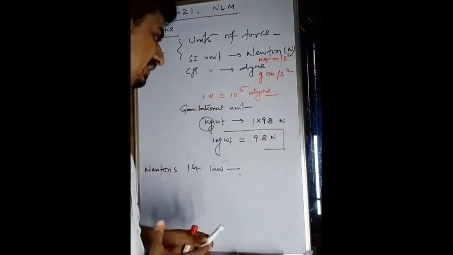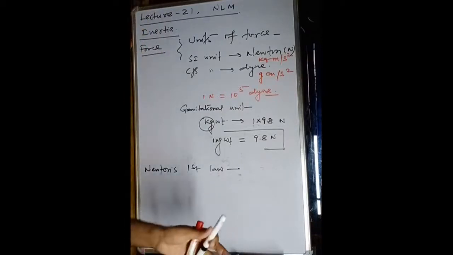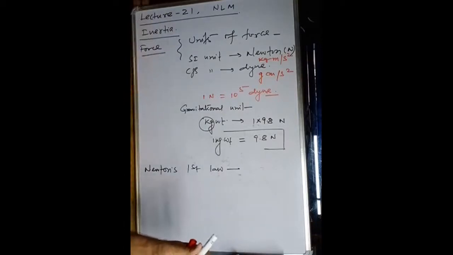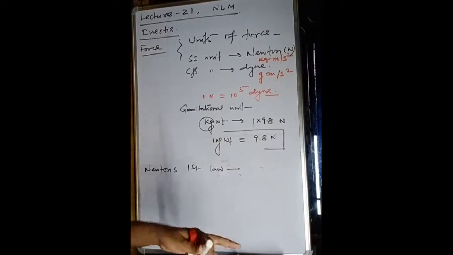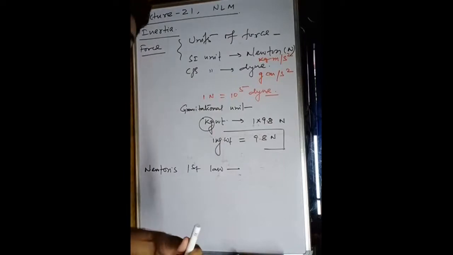But what we studied in standard 9, my dear students, was that everybody in this universe tries to maintain its state of rest or uniform motion unless any external unbalanced force acts on it. Or in a better way you can say that everybody in this universe tries to maintain its state of rest, uniform motion or direction of motion unless any external unbalanced force acts on it.